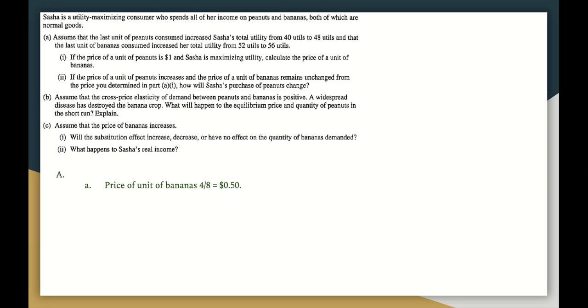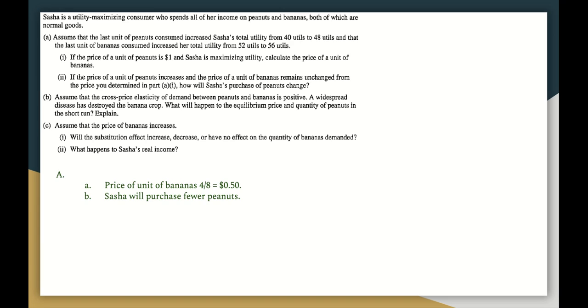So we know that if the price of the unit of peanuts increases and the price of the unit of bananas remains unchanged from the price that you determined in Part A, Part 1, how will Sasha's purchases of peanuts change? They're going to decrease because bananas are cheaper, and she can increase her utility through bananas. So that's the utility that we're taking a look at there.